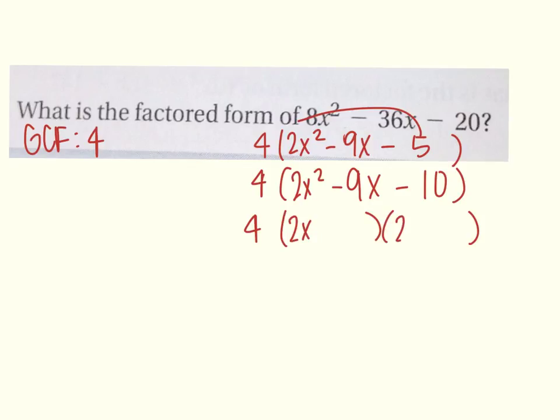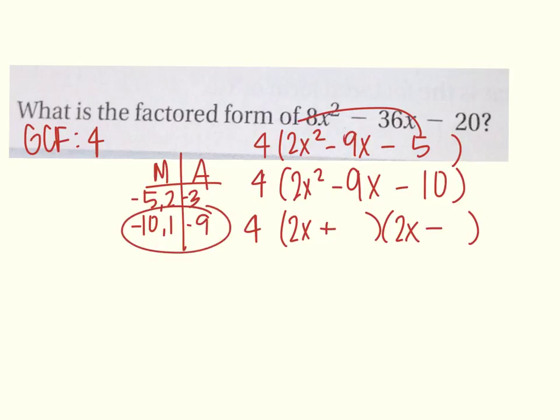Leave the 2x out front. What multiplies to give you negative 10, but adds to give you negative 9? Since the last number is negative, your signs are going to be different. Since the middle number is negative, your bigger number is going to be negative. So I'm going to multiply to get 10. It's like 5 and 2, or 10 and 1. Bigger number has to be negative. Add them and see what I get. I'm supposed to get negative 9. Negative 5 plus 2 is negative 3. Negative 10 plus 1 is negative 9. So it must be this one. It must be negative 10, positive 1.